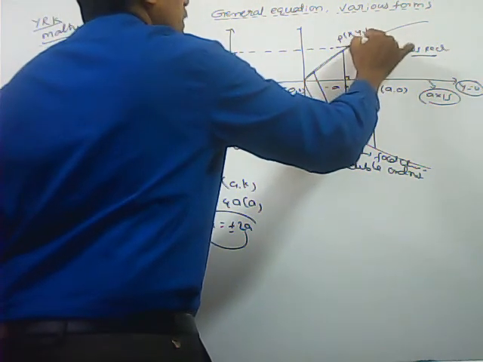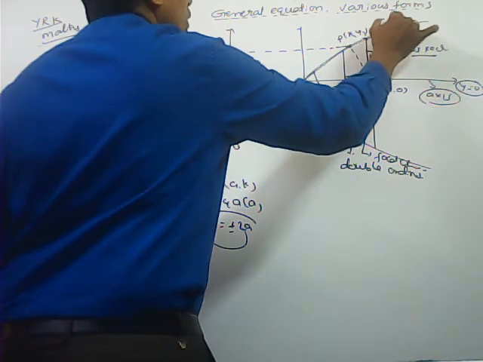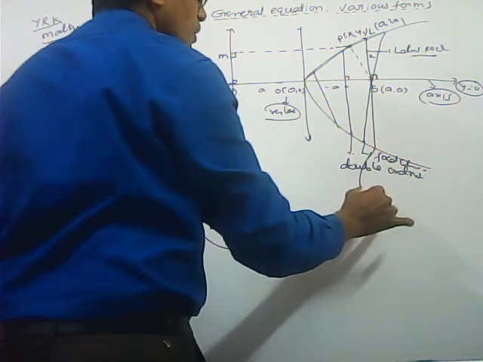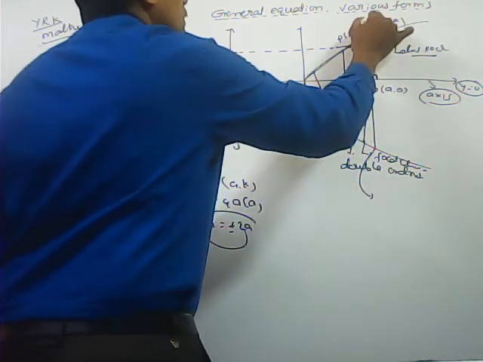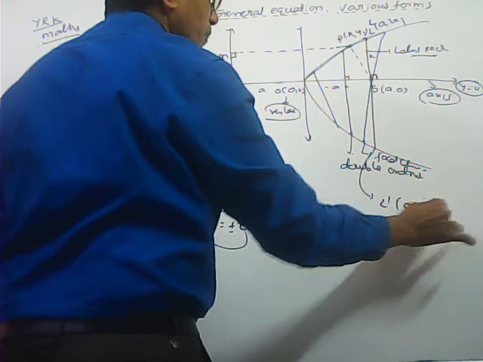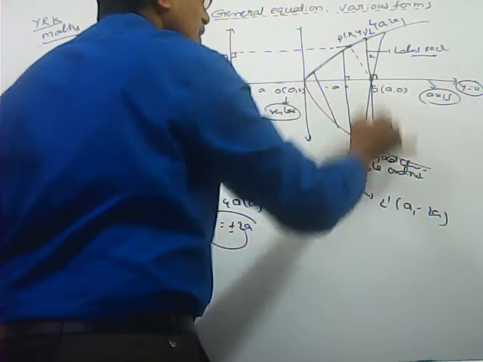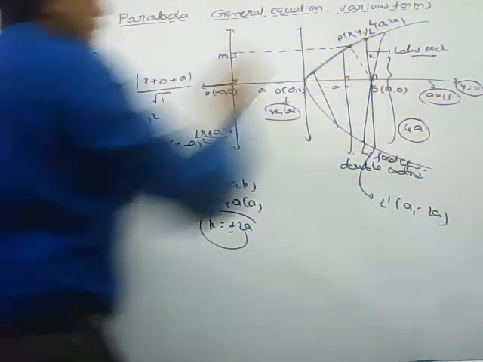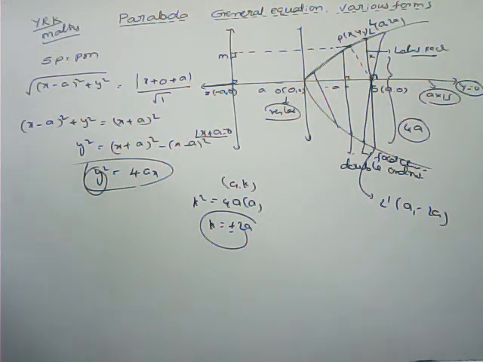Here one end I am taking (a, 2a), and another end, if I take this one, L dash (a, minus 2a). So this is 2a, this length also 2a, so the total length of the latus rectum is 4a. Length of the latus rectum is 4a.